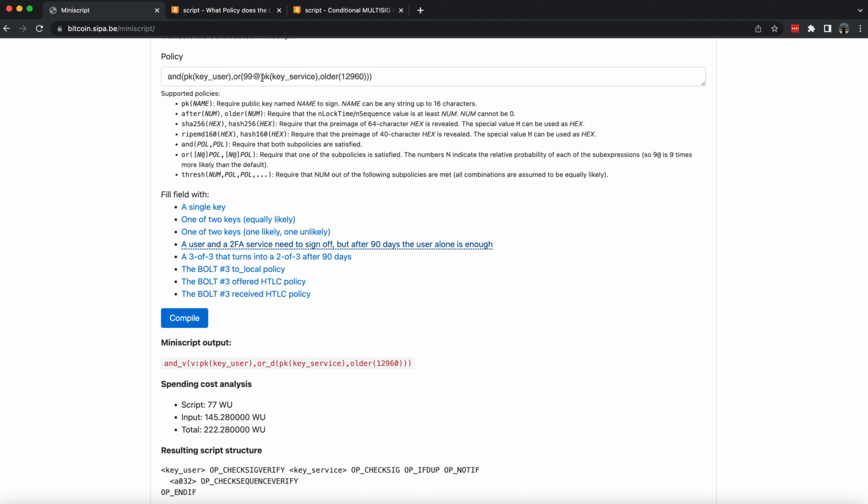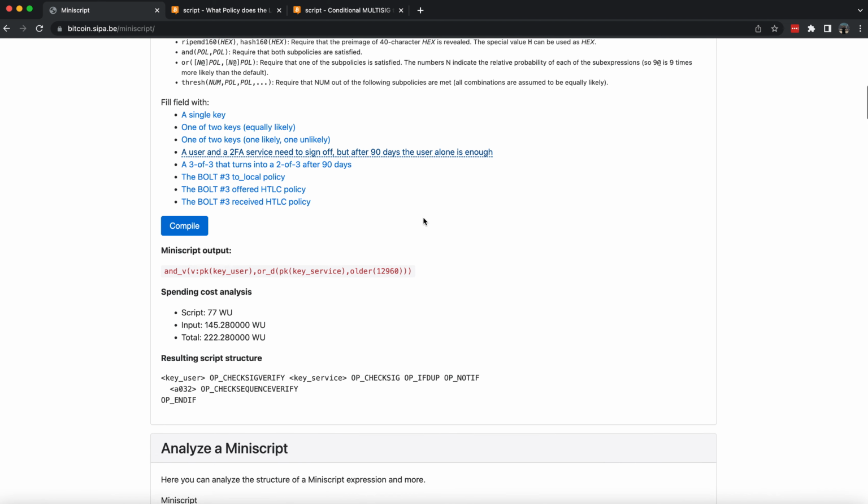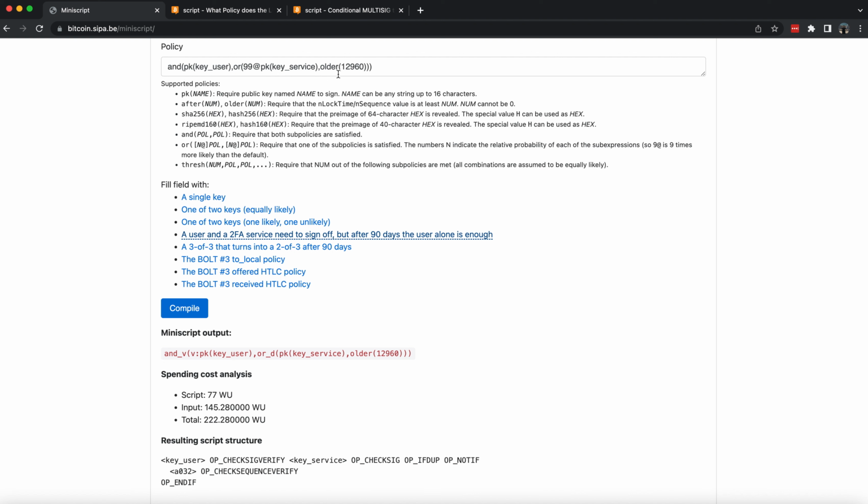And then the second part of the AND is this OR, right? So this OR statement also needs to be satisfied, and this OR statement says that you either need a signature associated with this public key, key_service, or it needs to be older than 12960 blocks. So 12960 blocks need to have passed for you to be able to use that part of the constraint. Okay, so you could have a signature associated with this particular public key and a certain amount of time has passed, or you can use the signature associated with this public key and also the signature associated with this service key. Okay.